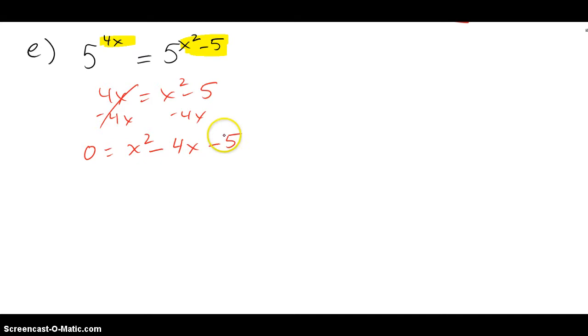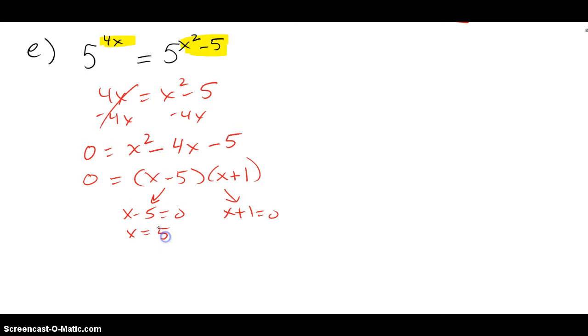And either use the quadratic formula, or if it's factorable, which it is in this case, go ahead and factor the trinomial. And it looks like I have two answers that pop out. X is either equal to 5 or x is equal to -1. Both of these are solutions to this exponential equation.